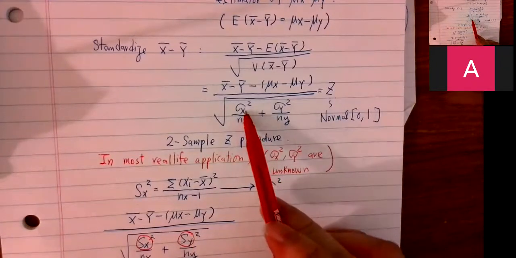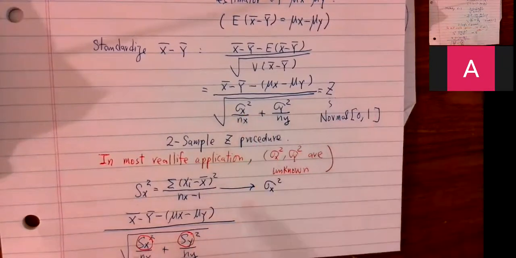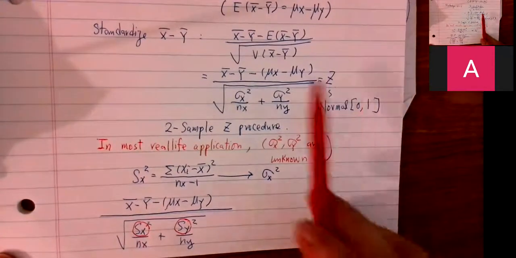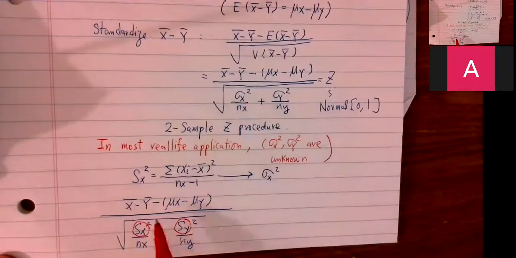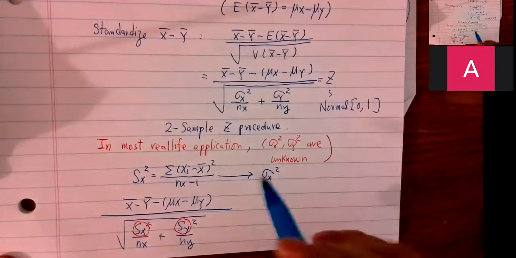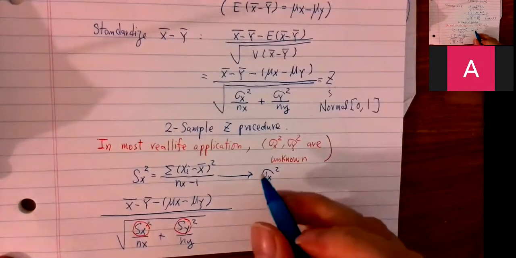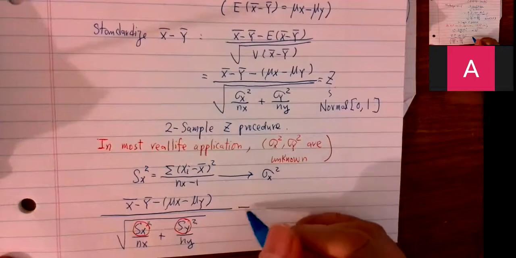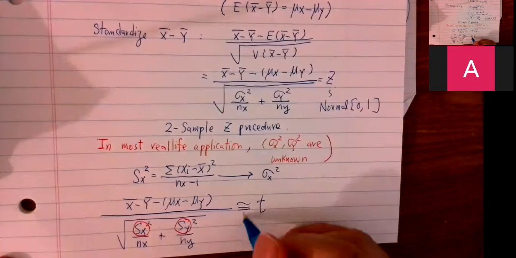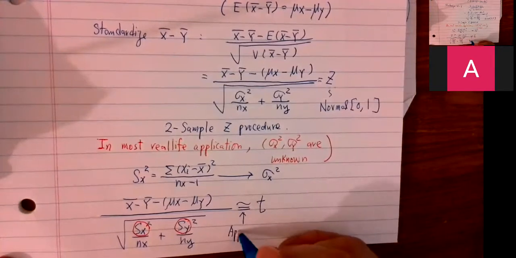When you don't know population variance, you estimate by sample variance. Or you say when you don't know population standard deviation, you estimate by sample standard deviation Sx. The resulting statistic no longer follows what? A Z. This is a new distribution called t. But it's not exactly t, just approximately.